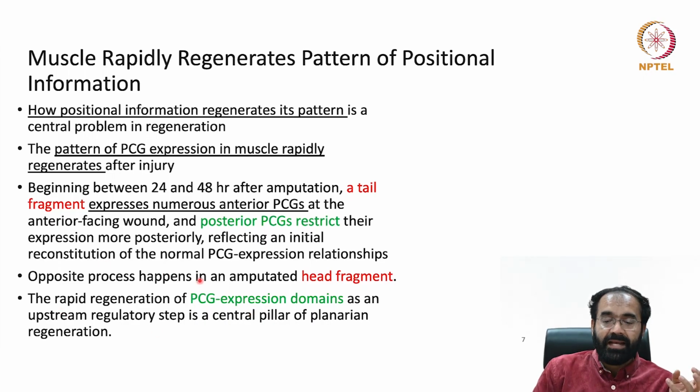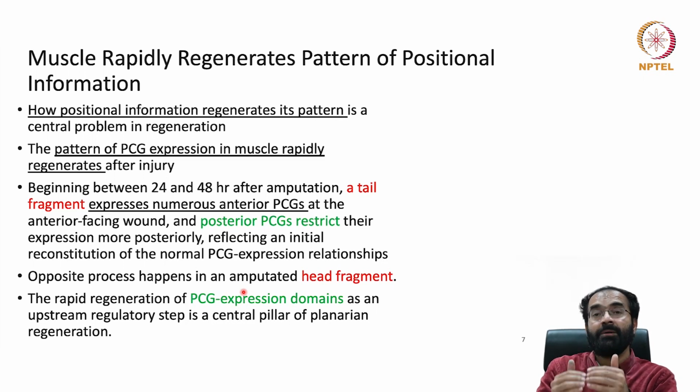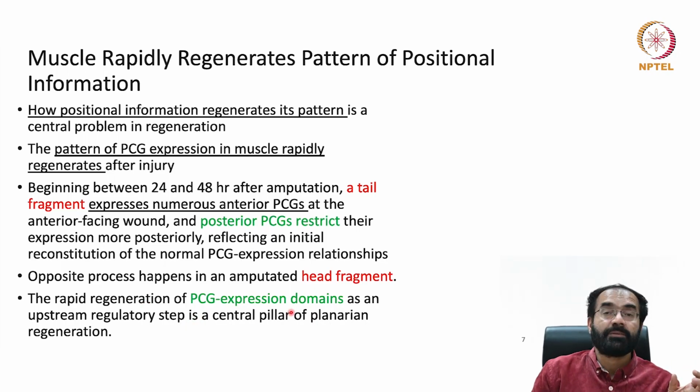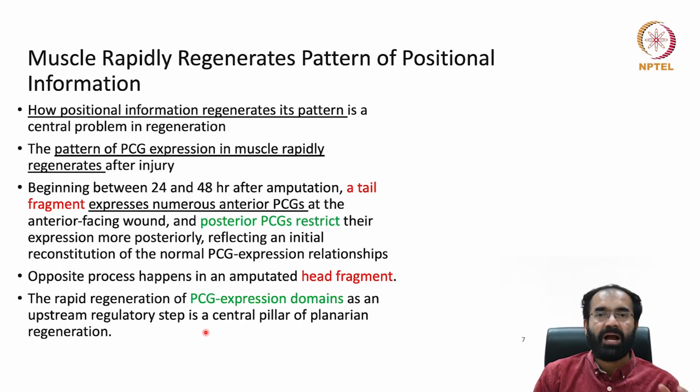The opposite process happens in an amputated head fragment. So now you were talking about the posterior fragment. About the anterior fragment, what happens? The posterior end will start expressing maximum posterior specific genes, and the anterior specific genes will be in the anterior most end of the anterior half. Like I told you, 10 centimeters, you cut into 2 pieces. The rapid regeneration of PCG expression domains as an upstream regulatory step is a central pillar of planarian regeneration. So the PCG expression is the backbone of the actual regenerative events.